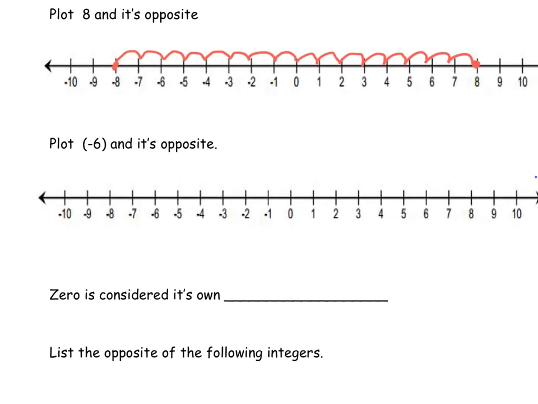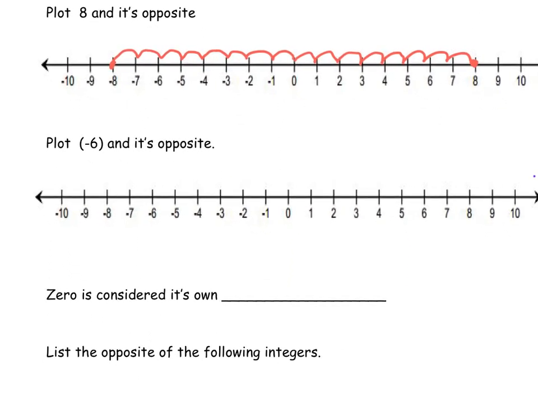Next, they're going to start us with a negative number. The negative number is -6. So we're going to plot -6, and they want us to plot its opposite. Its opposite is on the other side of 0, so that would be +6. And again, they're both 6 counts away from 0. It's just in the opposite direction. So hopefully that definition makes sense.